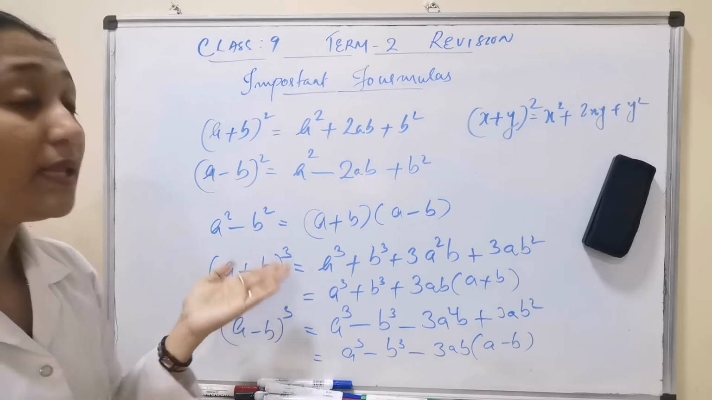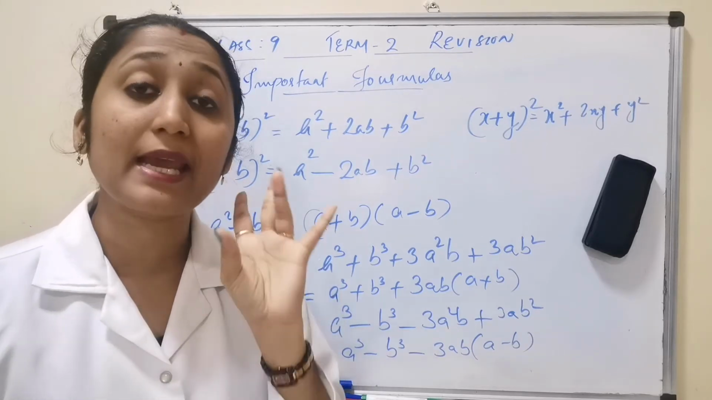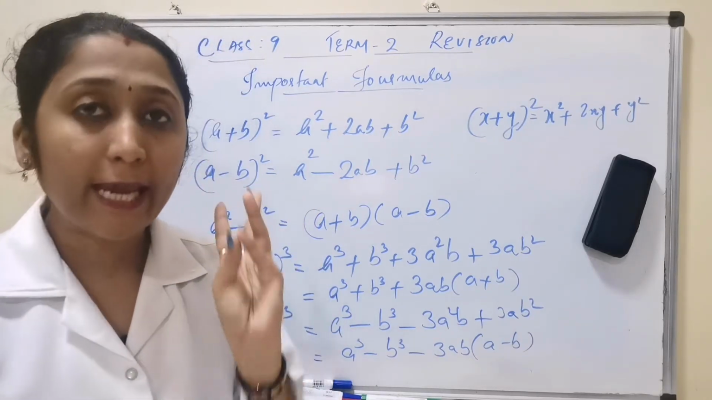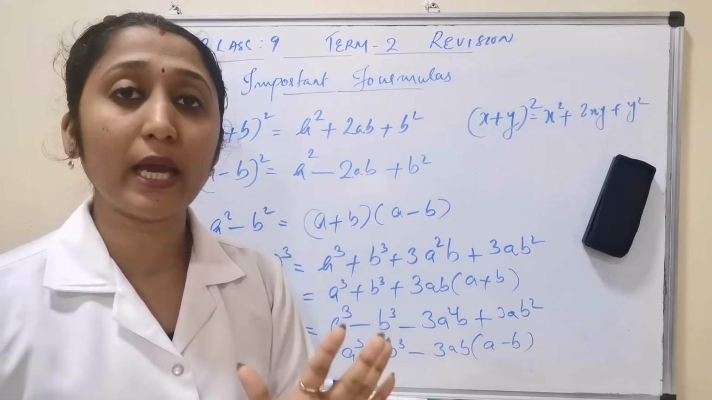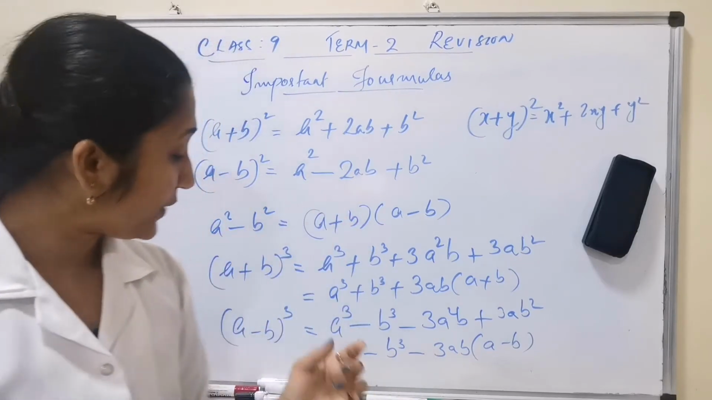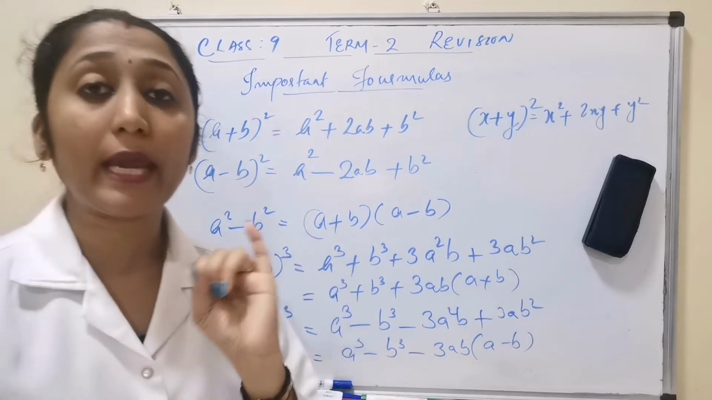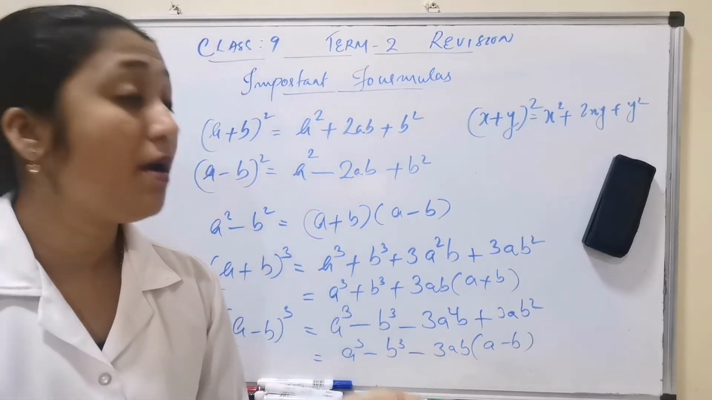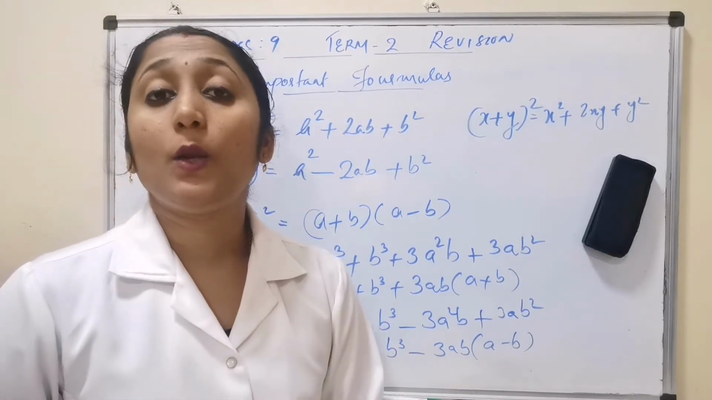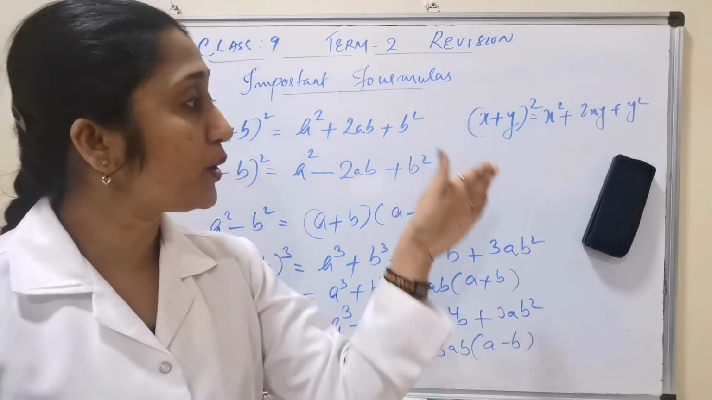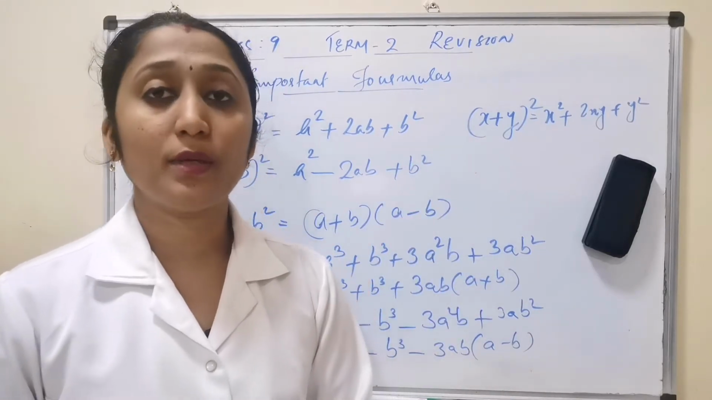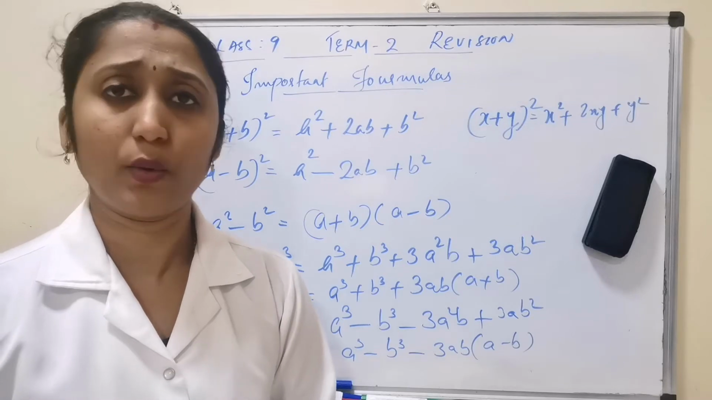(a + b)³ = a³ + b³ + 3a²b + 3ab². (a − b)³ = a³ − b³ − 3ab(a − b). These are the important formulas in your polynomial chapter, so thoroughly practice this.